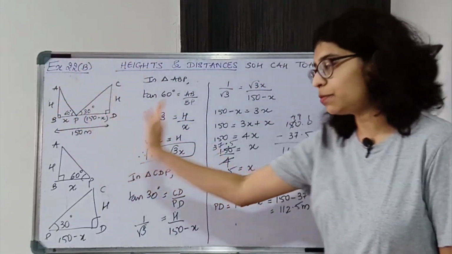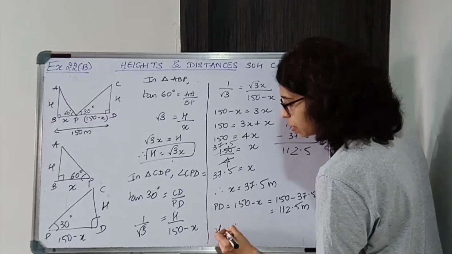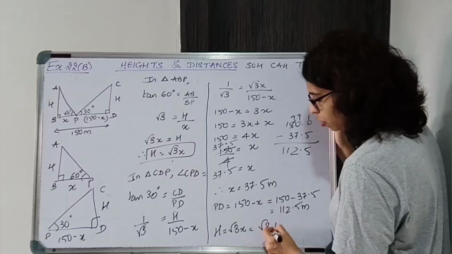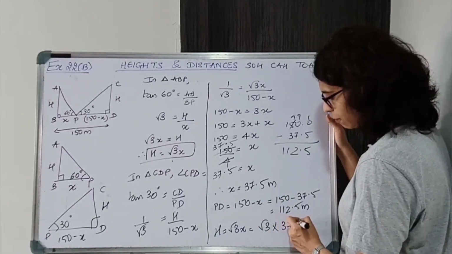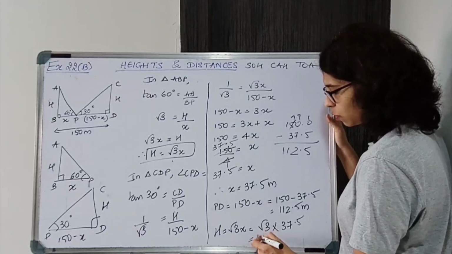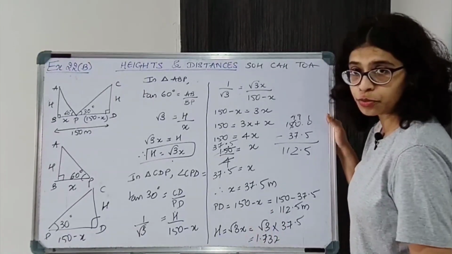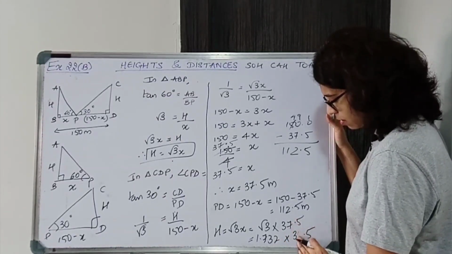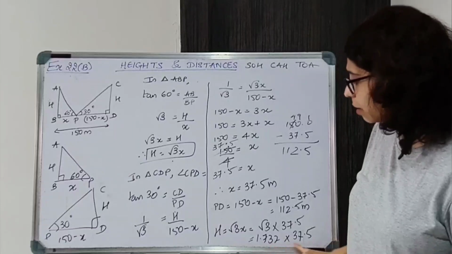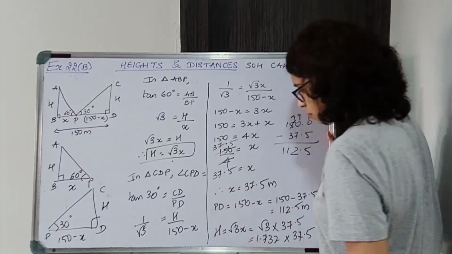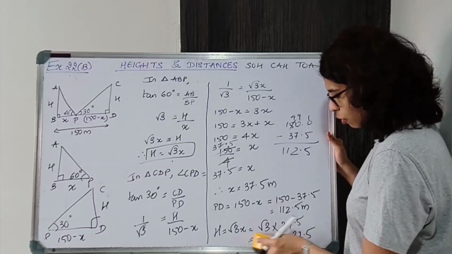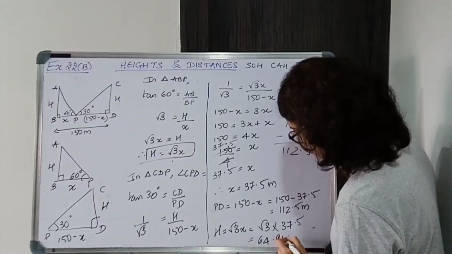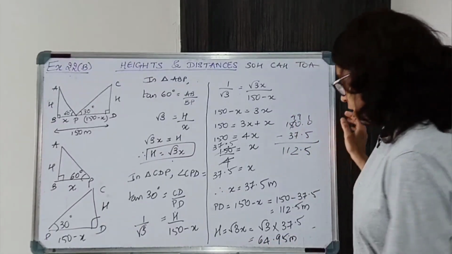Now we have to find the height of the pillar. So h is equal to root 3x. So root 3 into x is 37.5. What is root 3? Root 3 is 1.732. Okay, you have to substitute the value. You are supposed to know the value into 37.5. Now multiply this, so you will get the height of the pillar. So on multiplying you get 64.95 meters.